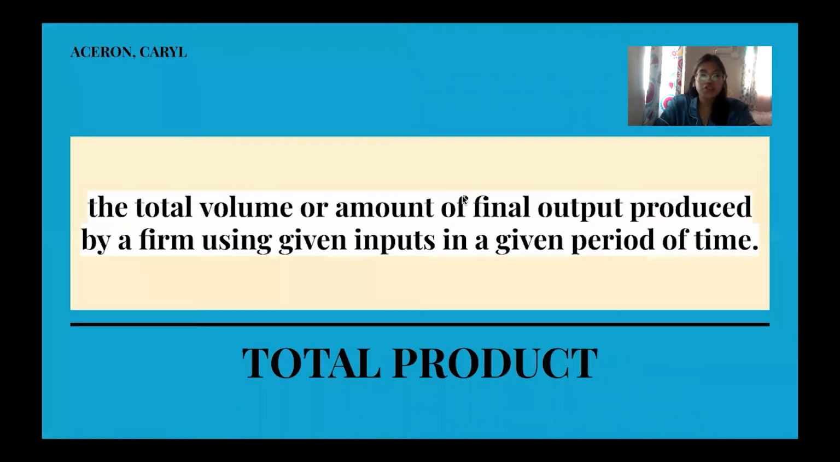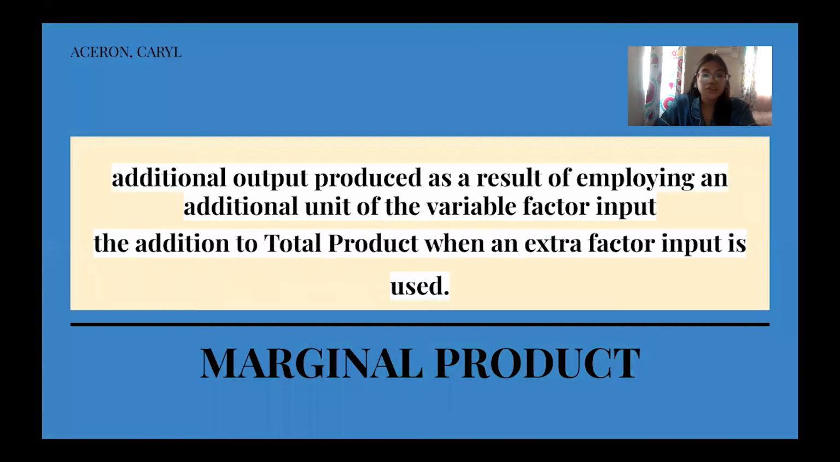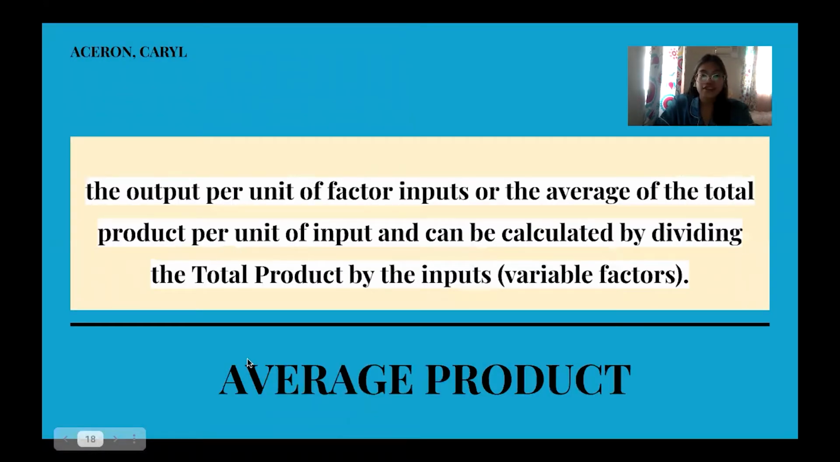The first measure of productivity is the total product. The total product is the total volume or amount of final product produced by a firm using given inputs in a given period of time. Second, the marginal product is the additional output produced as a result of employing an additional unit of the variable factor input. Thus, the marginal product is the addition to the total product when an extra factor input is used.